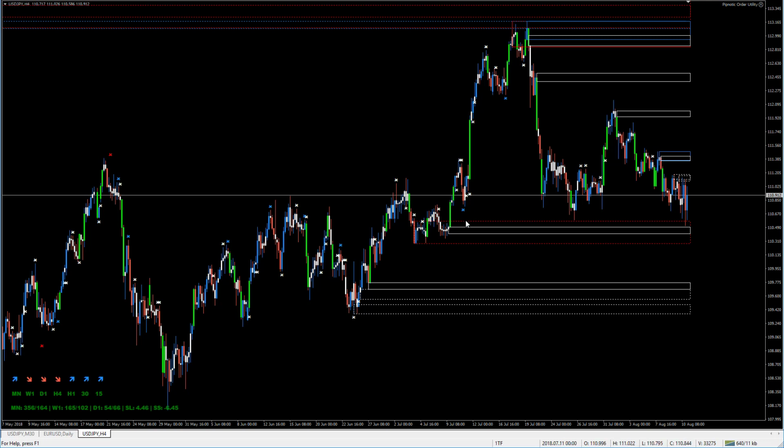Okay, just by the way, look at this. We have the daily area, and within that we had a nested hourly area. Look where price came to. It came right to it, then had a bounce. So amazing, good.